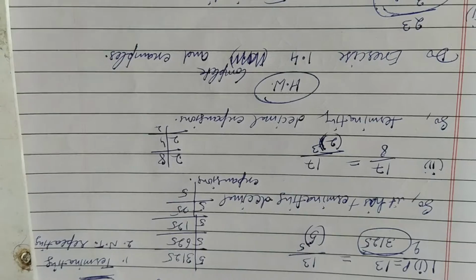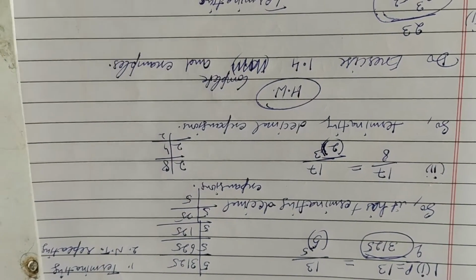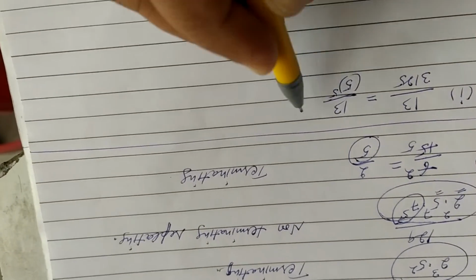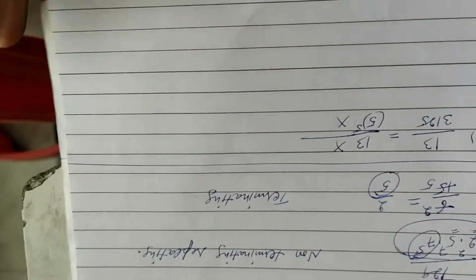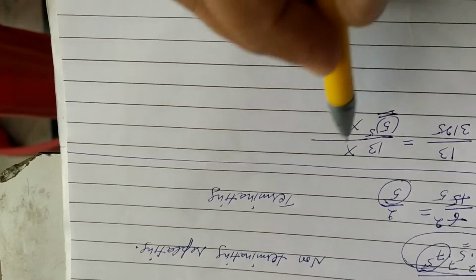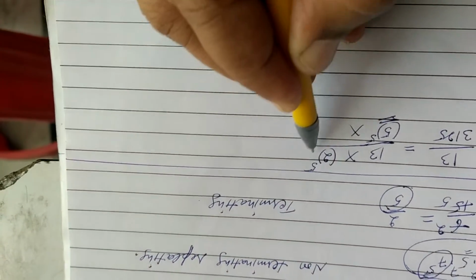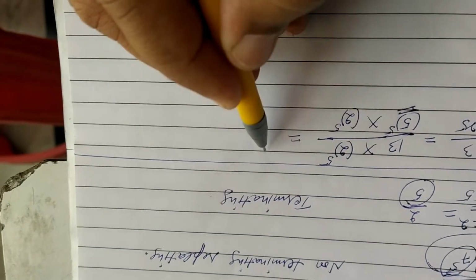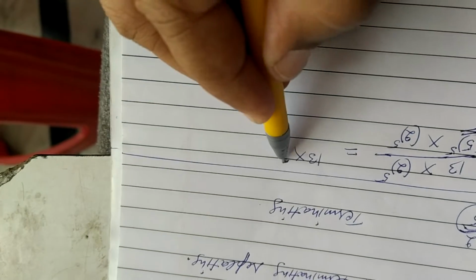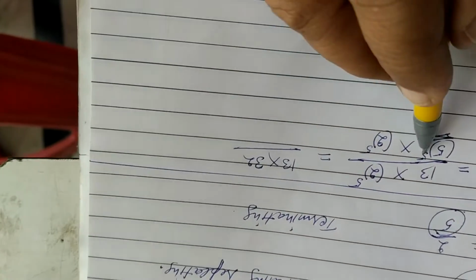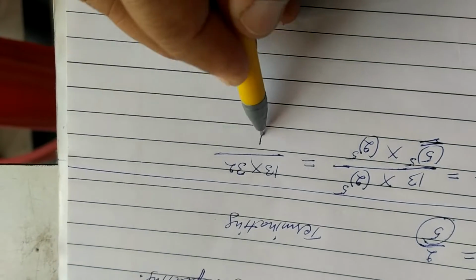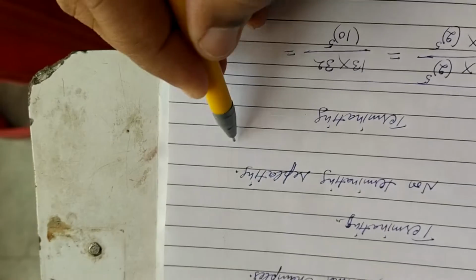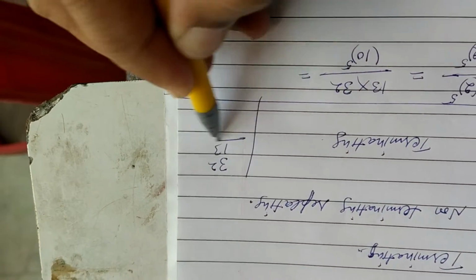13 upon 3125. This is 13 upon 5 power 5. Here the power of 5 is 5, so multiply and divide with 2 power 5. 13 into 2 power 5 is 32. Here the power is the same, so the denominator becomes 10 power 5. First of all multiply 32 into 13.